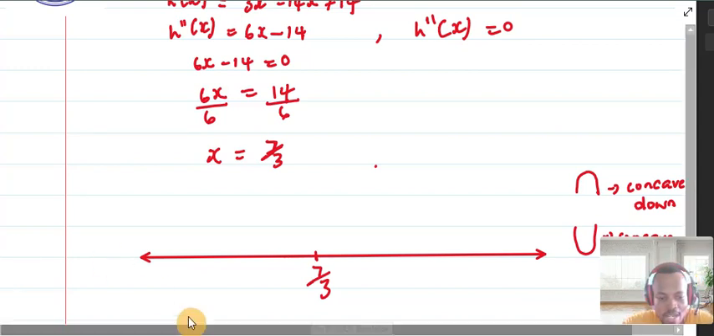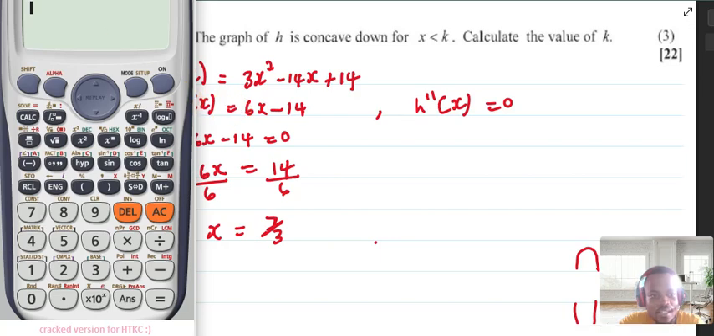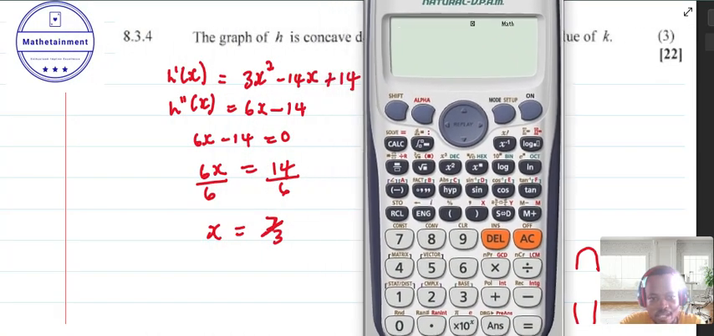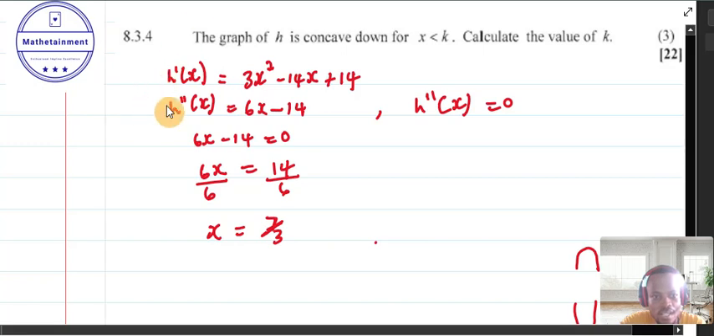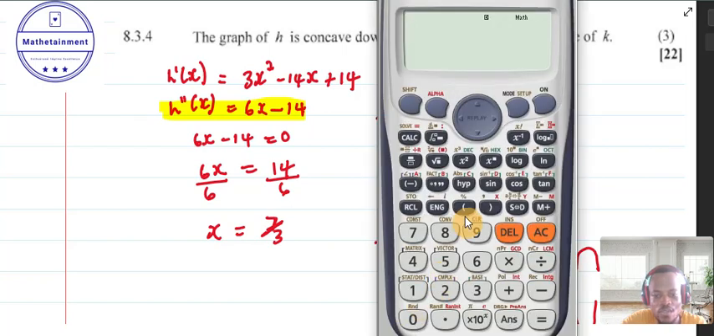Going to my calculator, we know that 2 is less than 7 over 3. I'm not using the original function, but I'm working with the second differentiated function. So let me go back to my calculator and plug in 2.